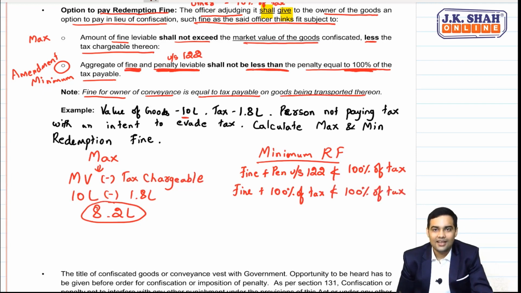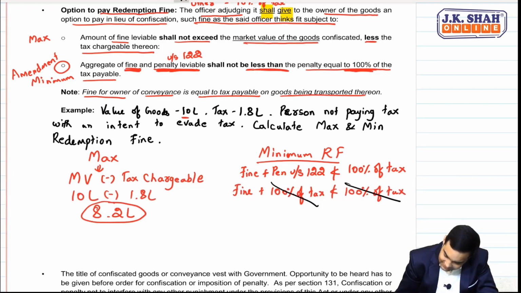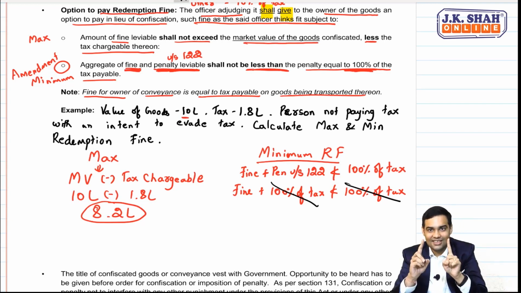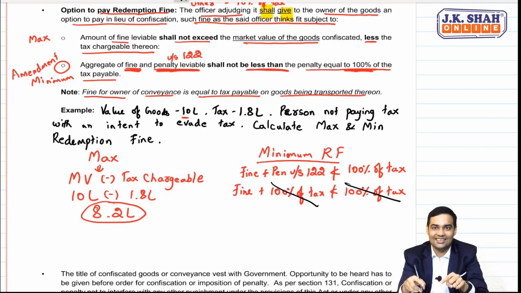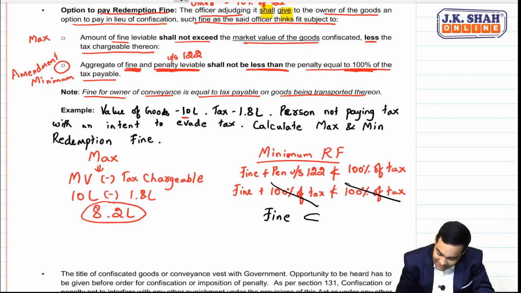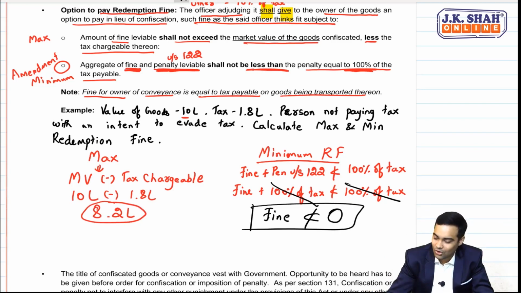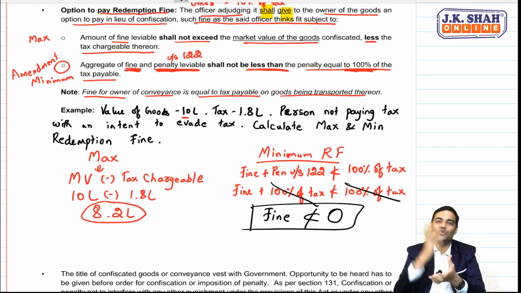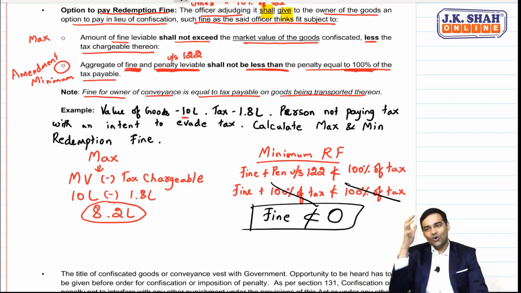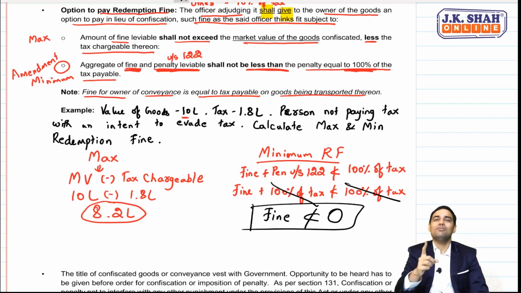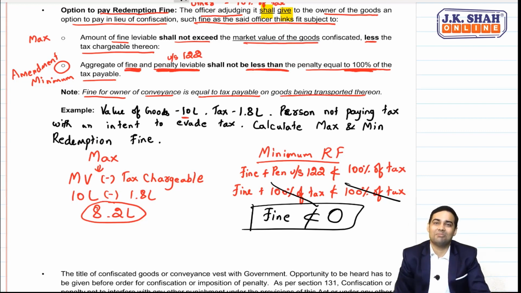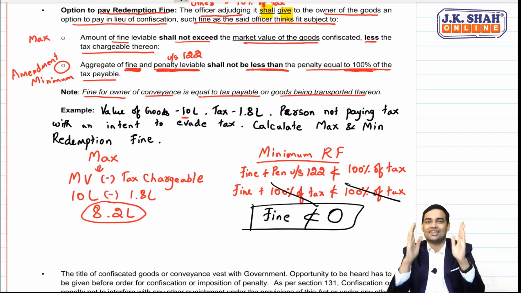Now, people, these two will get cancelled. 8th standard mathematics, 100% of tax, LHS, RHS, both the sides, it will get cancelled. So fine shall not be less than 0. Minimum redemption fine for all tax evaders is 0. Why, sir? Because he has already paid penalty under 122, which was 100% of tax. If he has already paid penalty under 122, minimum should be 0, because he has already suffered that penalty. And maximum is to the extent of market price of the goods, less tax, because tax he has already paid. That's how they have framed maximum and minimum.